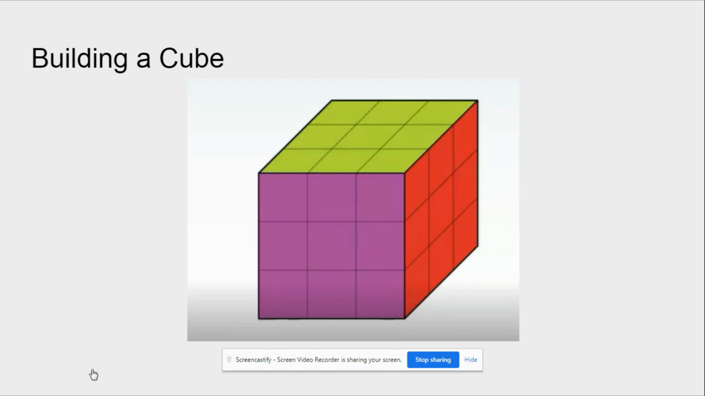Miss Saw is going to be showing you how to actually construct a cube. Go for it, Miss Saw.